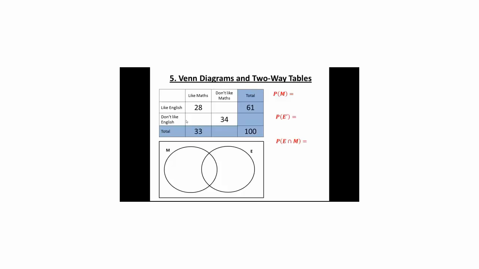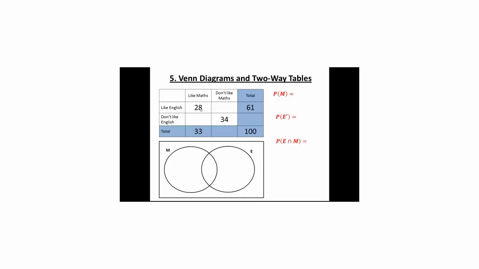And there's a couple of gaps missing in my table, so I'm going to have to work out how to fill those in. Now, what we need to understand is that across the top here, I've put in like maths and don't like maths. So if I read down here, this box tells me the amount of people who like maths and like English. This one tells me the people that like maths but don't like English. And this tells me, the 33, how many people like maths in total.